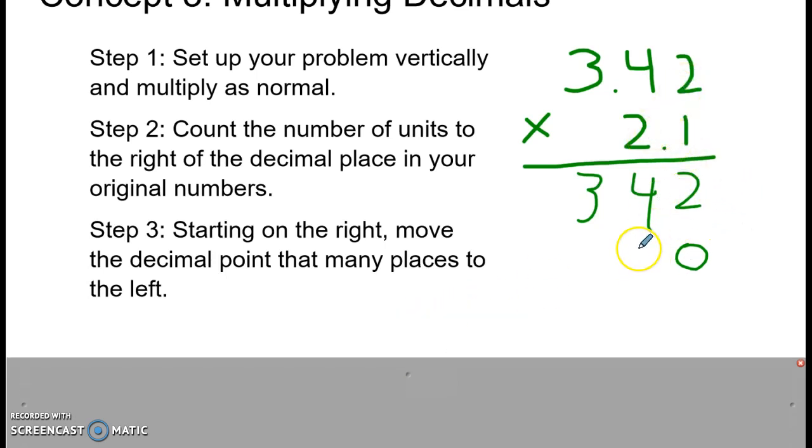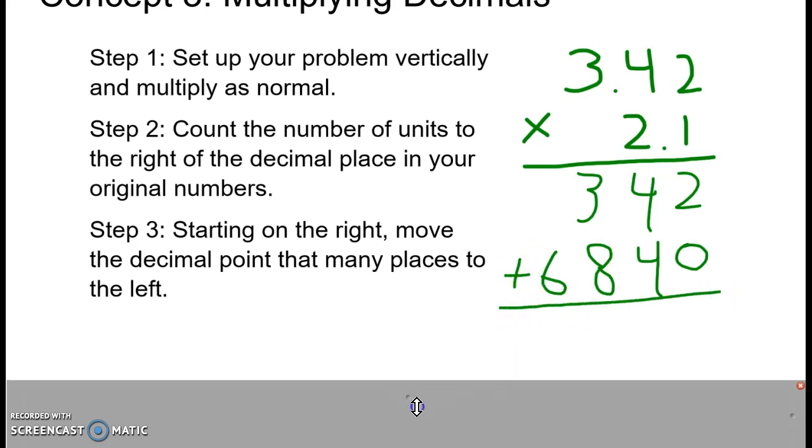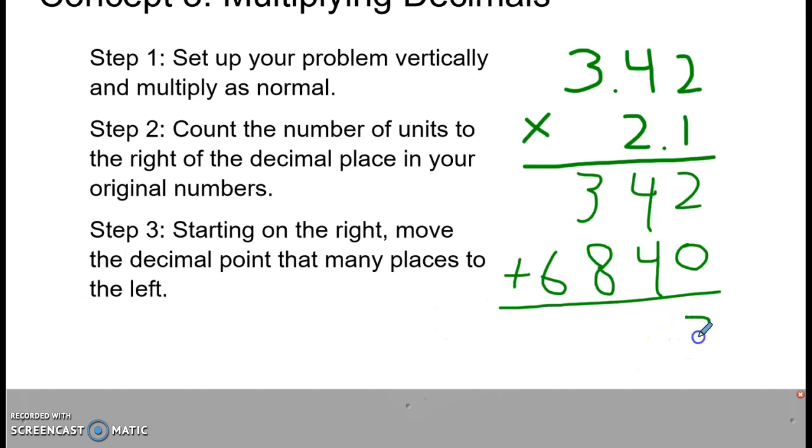2 times 2, 2 times 4, 2 times 3. Add the 2 together. 2, 8, 1, carry the 1, 7. So, at this point I've done my multiplication. I'm all done with step 1.